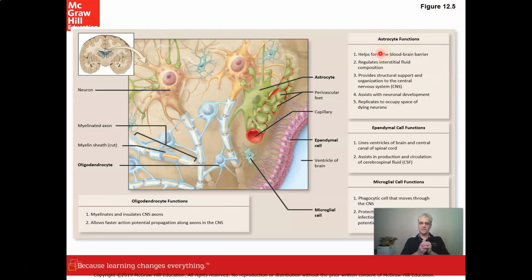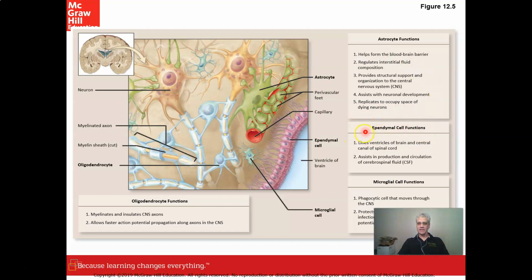Astrocytes, another cell type, they form the blood-brain barrier. Their pseudopods wrap around capillaries that provide blood flow to the central nervous system. And they form this thing called the blood-brain barrier, which is very selective about what will get into the brain, or the neurons of the central nervous system, and what will not be allowed.